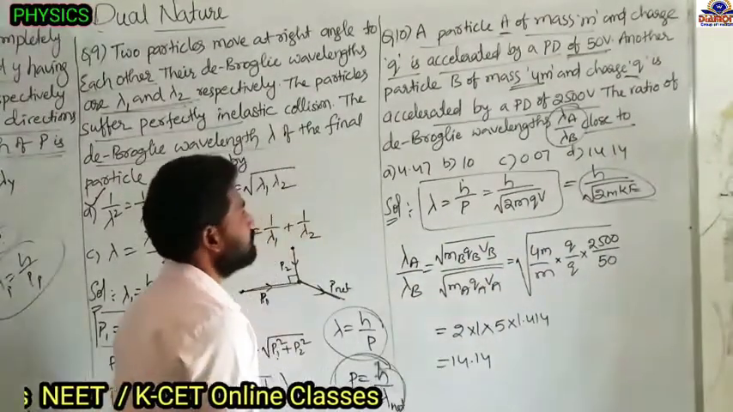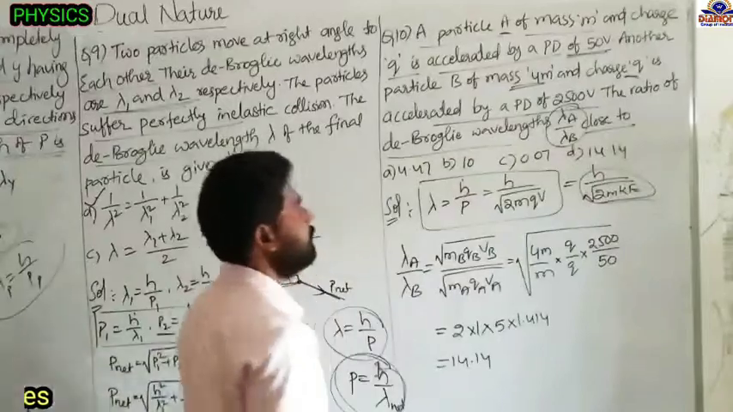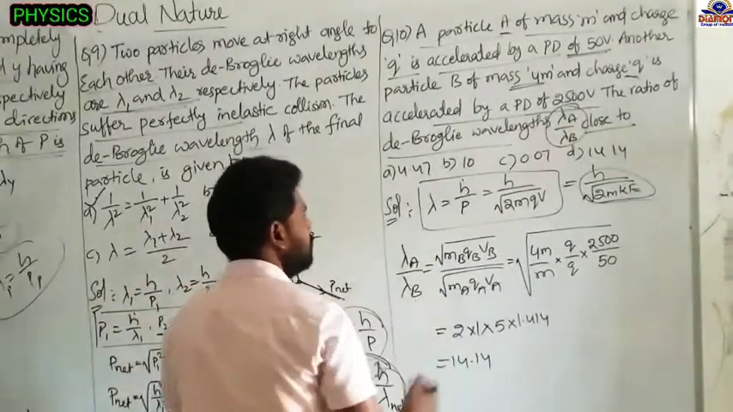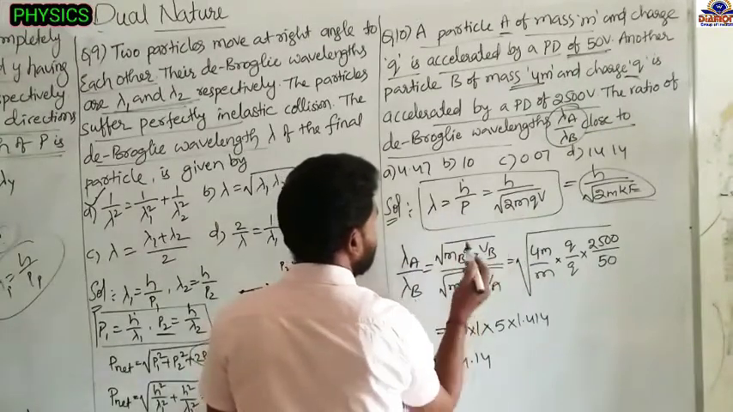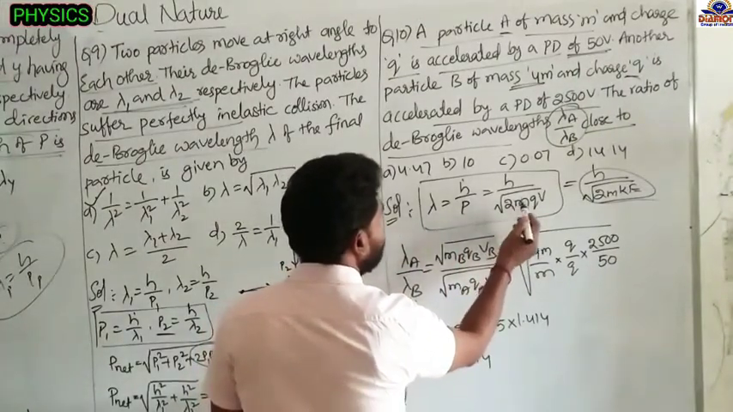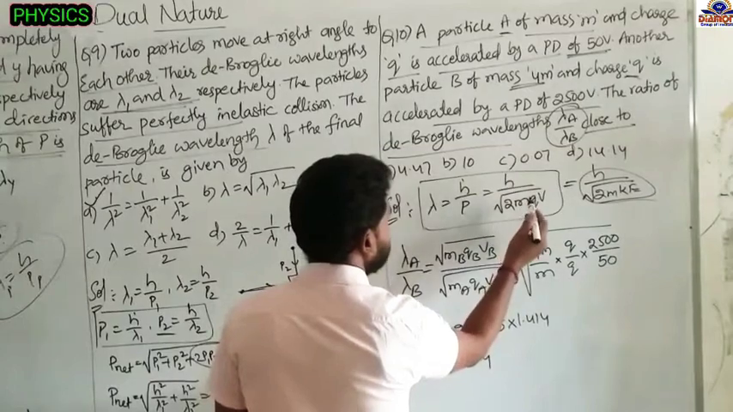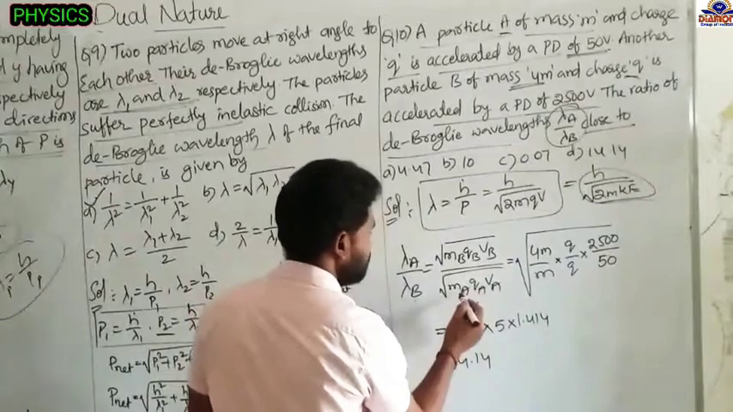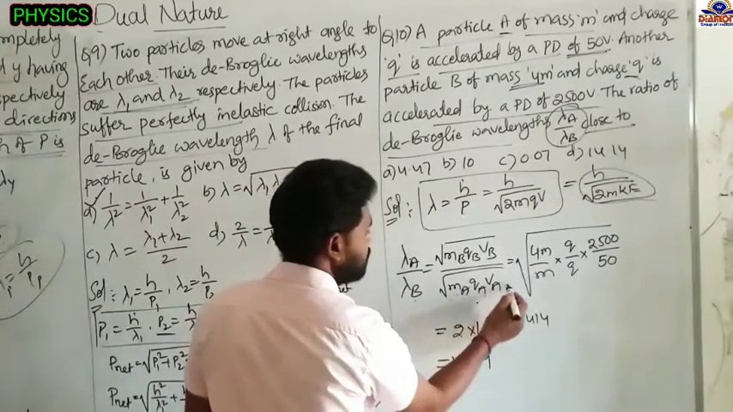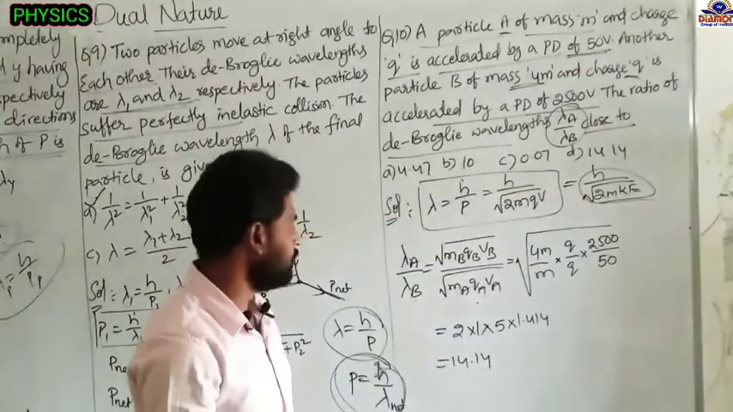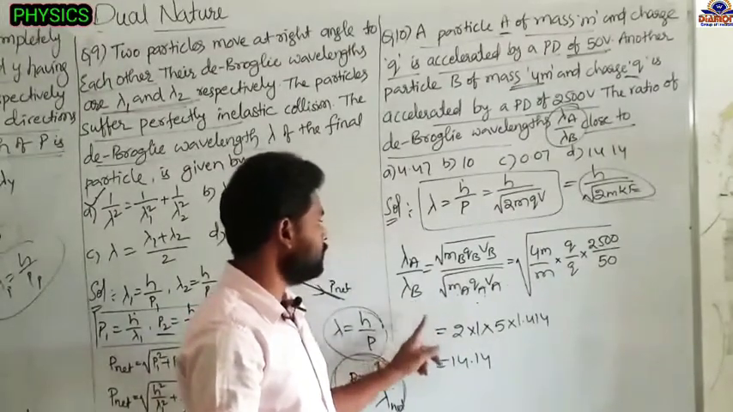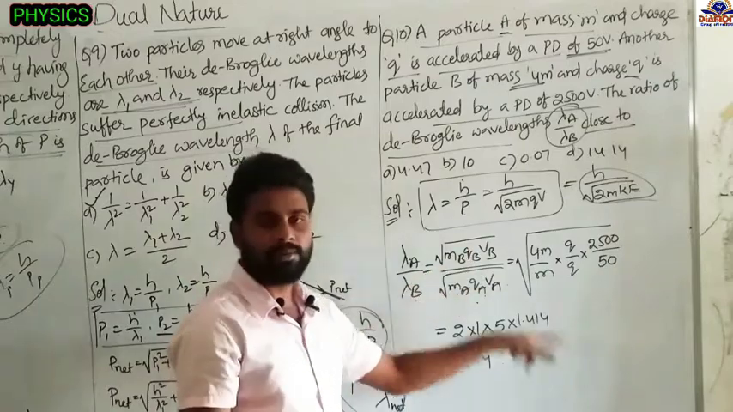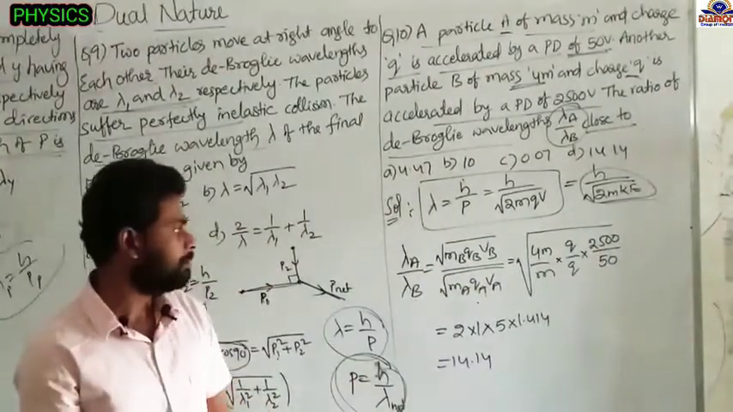So here they are asking the ratio of de Broglie wavelength of the A particle and B particle. So lambda A by lambda B equal to, h is a constant, lambda is inversely proportional to the square root of 2m, 2 is a constant, square root of mqV. So lambda A is in the numerator, so in the denominator we will get square root of mass of the A particle, charge of the A particle, potential difference applied to the A particle, and lambda B is in the denominator, so in the numerator we will get square root of mass of the B particle, charge of the B particle, potential difference applied to the B particle.